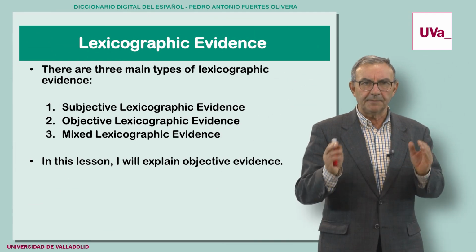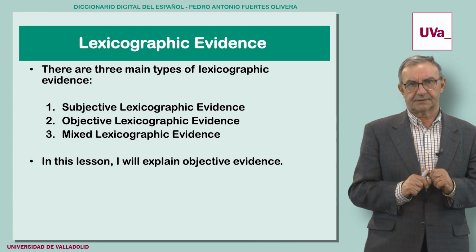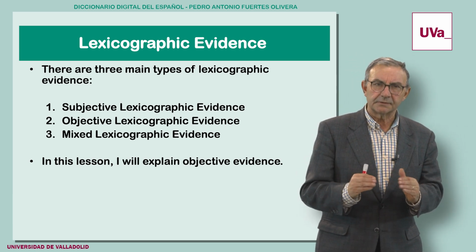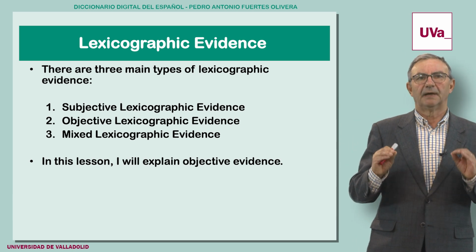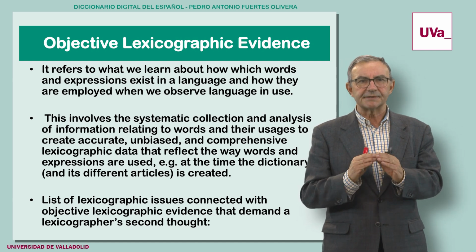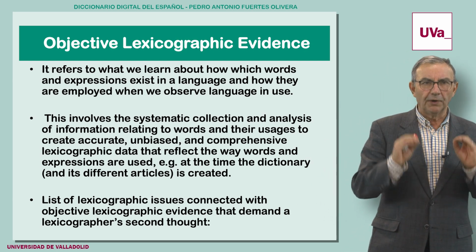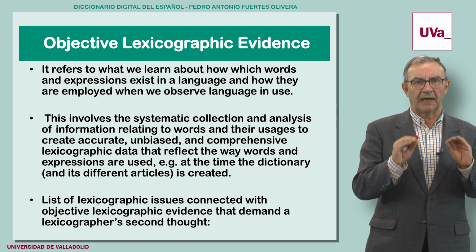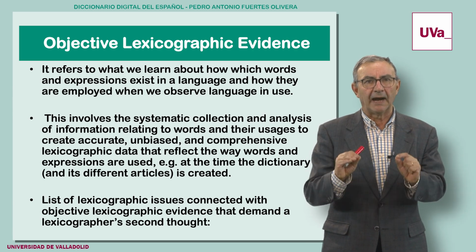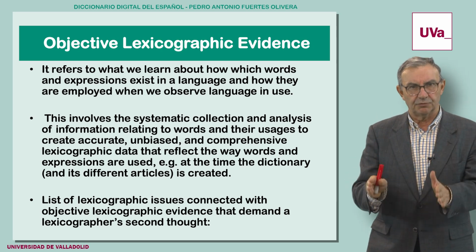As I said in a previous lesson, there are three main types of lexicographic evidence: subjective, objective, and mixed. In this lesson, I will explain objective evidence. Objective lexicographic evidence refers to what we learn about which words and expressions exist in a language and how they are employed when we observe language in use. And I repeat this, when we observe language in use.